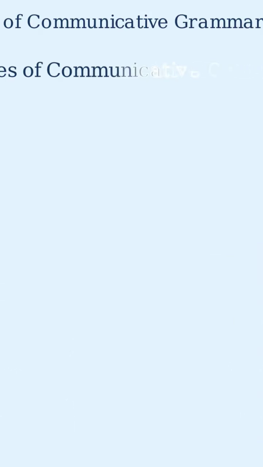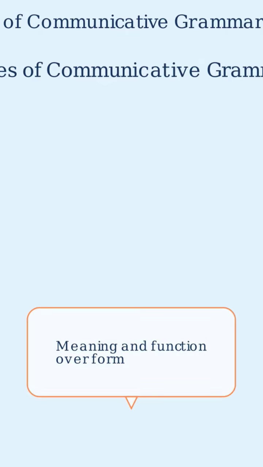Let's explore the core principles of communicative grammar teaching. First, grammar should be taught as a tool for effective communication, not as an end in itself. Second, communicative teaching emphasizes meaning and function over isolated grammatical forms. Third, grammar should be practiced using authentic language in real-life contexts.